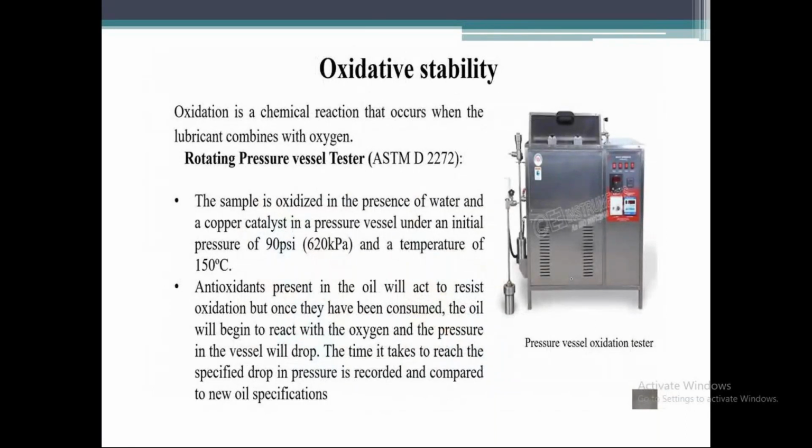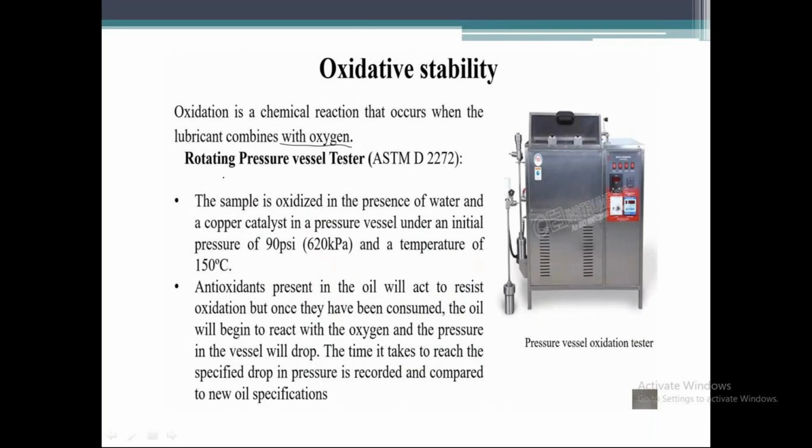Another property is oxidative stability. This is very much important. As I mentioned, if more saturated fatty acids are present in a lubricating oil, it will last longer, or it will not degrade faster. Oxidation is a chemical reaction that occurs when the lubricant combines with oxygen. So this test gives an artificial, man-made situation of providing excess oxygen, like a fast aging purpose. We will see how long this oil will retain its property before degrading.